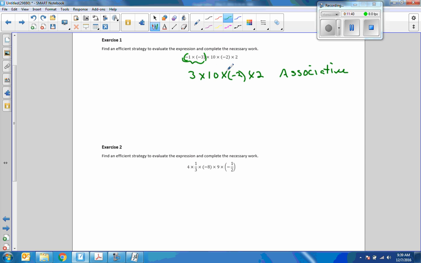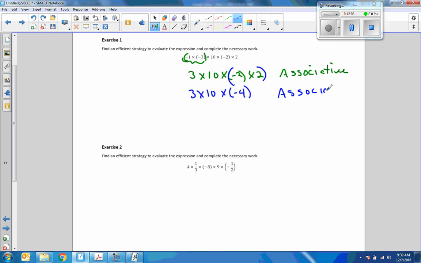Okay? The associative property, because I put parentheses around the first term. Now what I'm going to do is get rid of the other, and simplify the other negative, which is here. So I have 3 times 10 times a negative times a positive is negative. 2 times 2 is 4. Okay? So that is also associative.